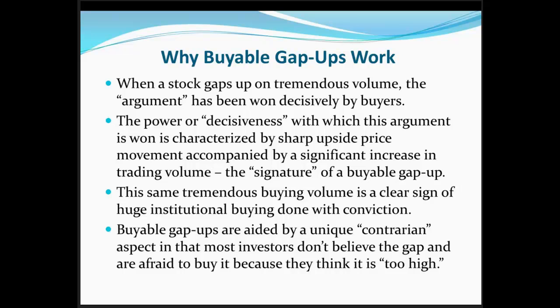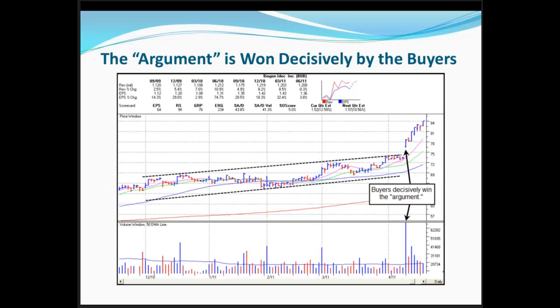So here you can see an example of Biogen back in April of 2011. You had a gap up coming out of the shallow uptrend, and you see the massive volume. So you can pretty much eyeball these when you see them.